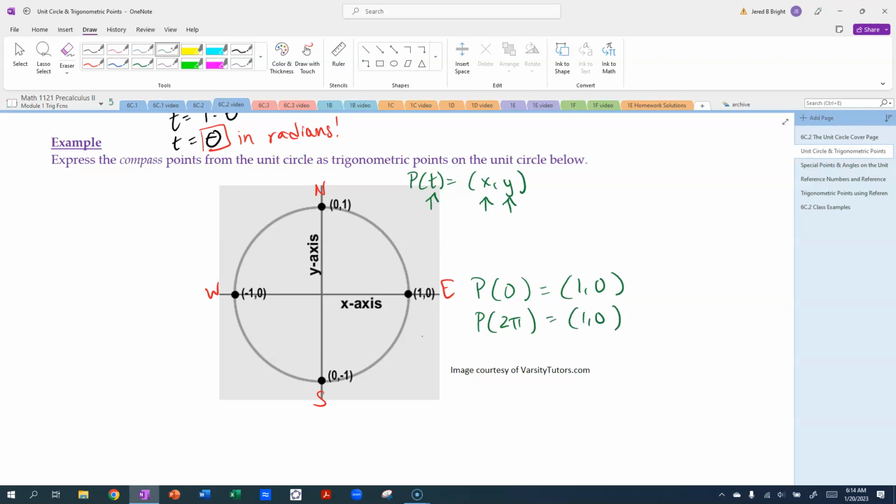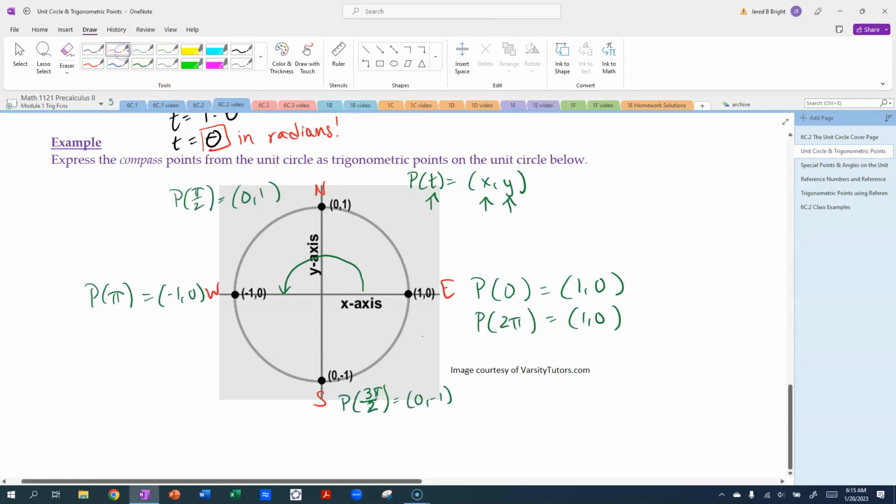Let's do west next. P of something is equal to negative 1, 0. How far is it to get to this point? Well, if we remember our angles, we go half a rotation around the circle, that would be pi. And so I want you to pause the video, do north and south, find those trigonometric points, and resume the video when you're ready.